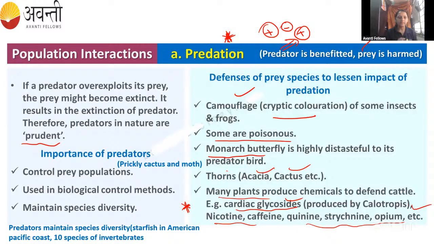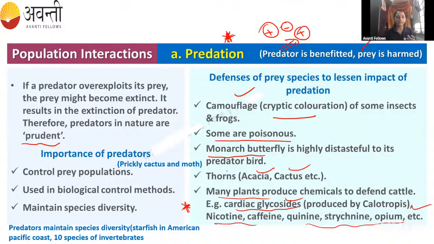Okay. And here you can see the importance of the predator. For example, it controls the prey population. Just go back, guys. We have studied about the prickly cactus, right? When the predator was not there, the prickly cactus spread widely over all the geographical area, right? But when we introduced the moth there, the number of prickly cactus was reduced and maintained. That is mainly due to the moth, because of the predator, right? Then it is used in the biological control method.